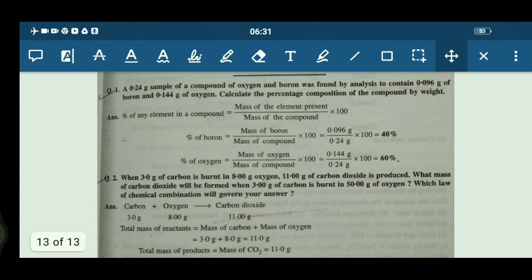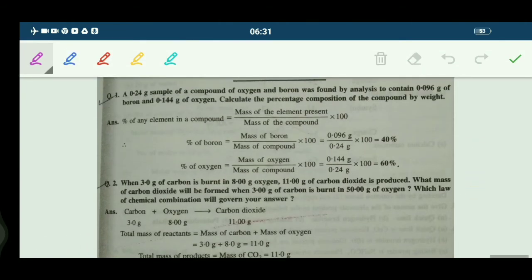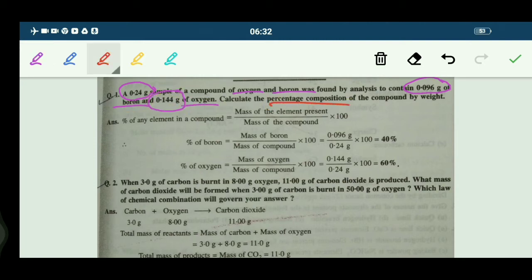Next students, next question is: 0.24 gram sample of a compound of oxygen and boron was found by analysis to contain 0.096 gram of boron and 0.144 gram of oxygen. So we need to calculate the percentage composition. What is the formula for the percentage composition? If you need to find out the percentage of any element in a compound, the formula is: mass of the element present divided by mass of the compound into 100.